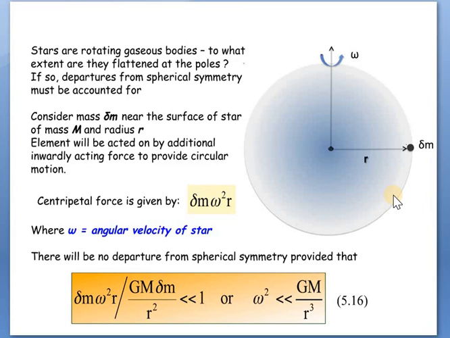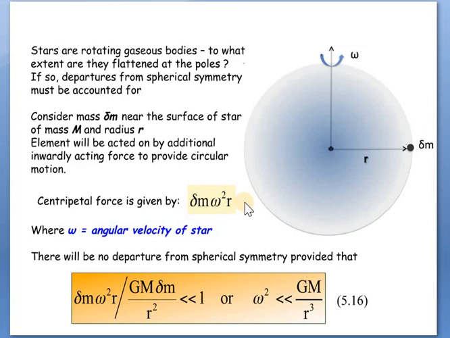And so we are going to talk about the departure from spherical symmetry. Now let us consider a mass delta m near the surface of a star having mass capital M and radius r. This element will be acted on by an additional inward force to provide circular motion. So the centripetal force is given by delta m r omega square, where omega is the angular velocity of the star.